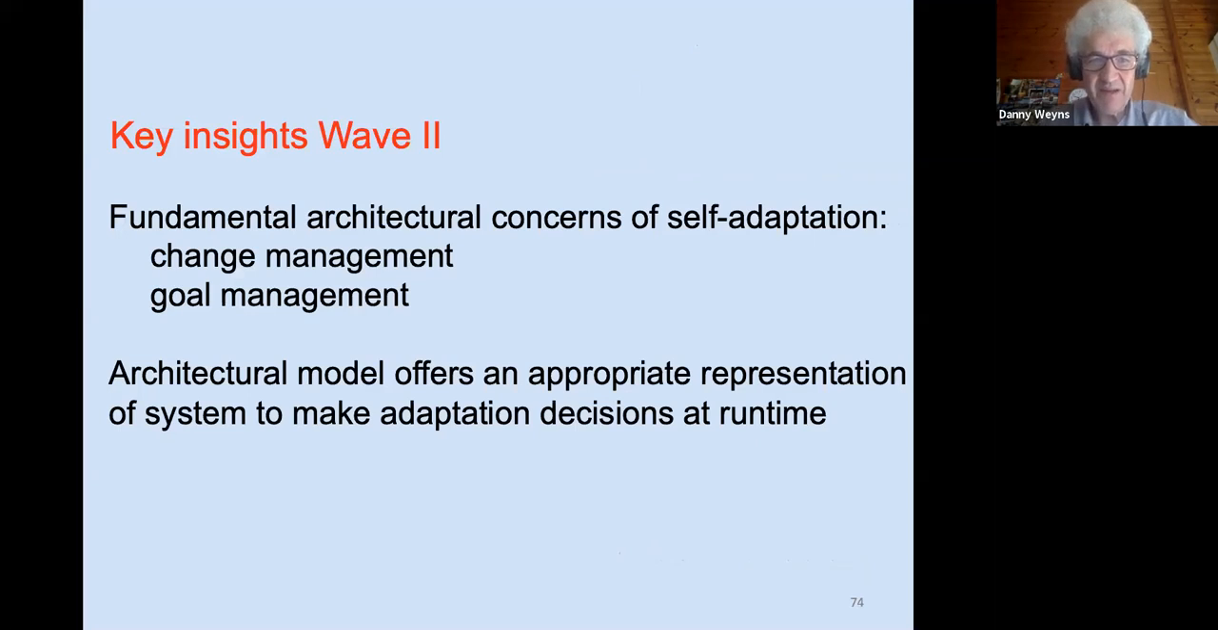So the key fundamental insights of wave 2 are that there are two basic concerns, change management and goal management. Any engineering of a self-adaptive system should take these two concerns into consideration as first-class citizens. Next to that, an architectural model allows you to reason about the system in a global way, the system-wide perspective, and reason about constraints at system level, properties at system level, and the like.